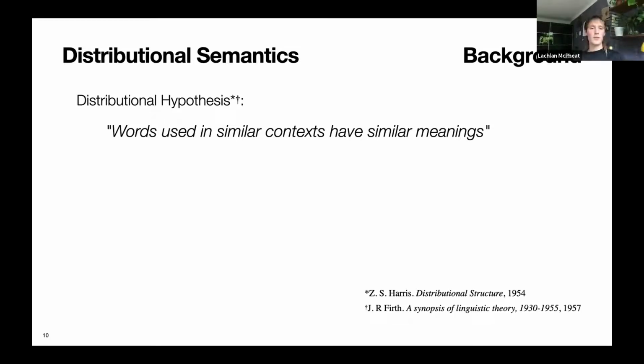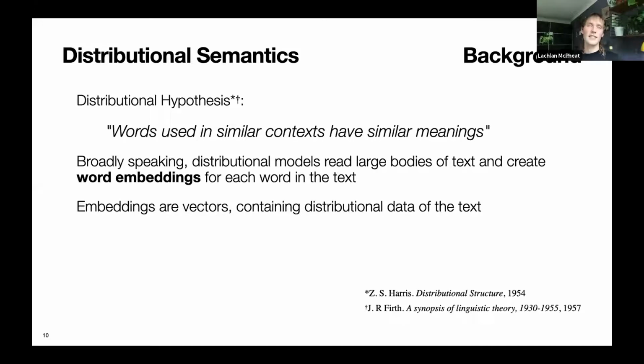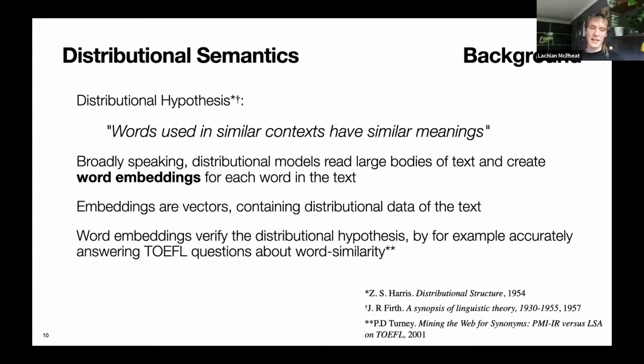And just to outline how these models work, broadly speaking, distributional models read large bodies of text, like Wikipedia in British English. A distributional model will read this text and produce a word embedding for each word in the text. And this is just nomenclature: a word embedding is just a vector containing this distributional data of the text. And the thing is that word embeddings actually verify the distributional hypothesis. They actually act in the way that the hypothesis assumes. For example, there's this fun proof of this where word embeddings accurately answer TOEFL questions about word similarity. And they do it pretty well as well. So word embeddings actually do what the distributional hypothesis suggests.